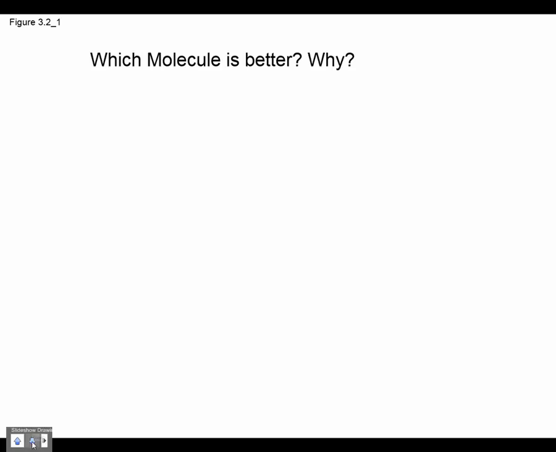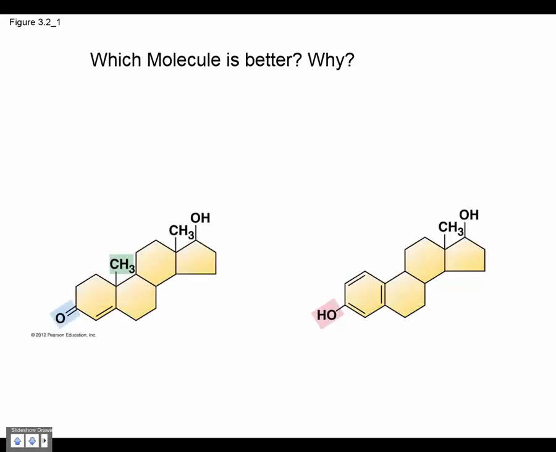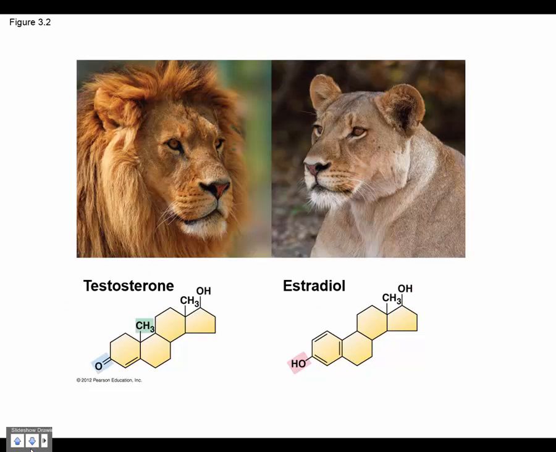Okay, so here's a question. Which molecule is better here? Look at them. Look at the differences. Look at the similarities. And which one do you think is better? Essentially, with very, very few differences, if you look at the way the double bonds are, it's really just a hydroxyl group that changes them. But one is testosterone and one is estrogen.